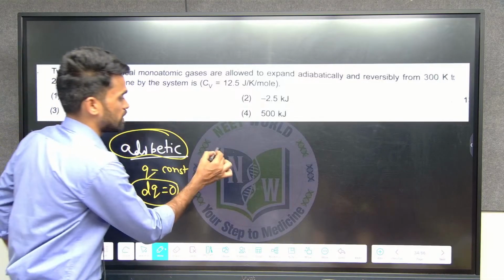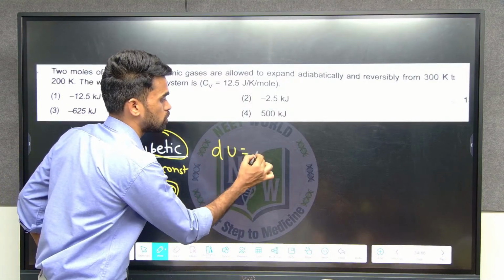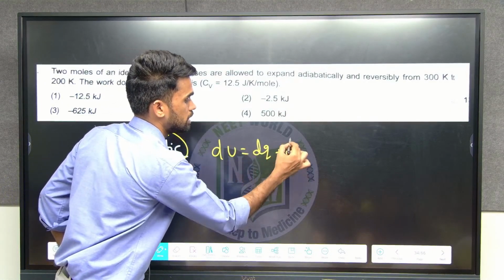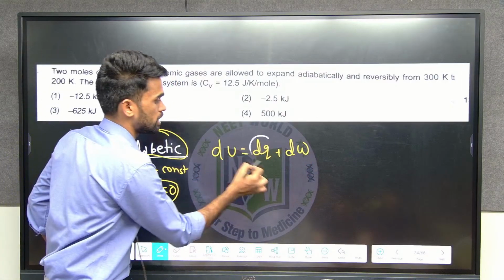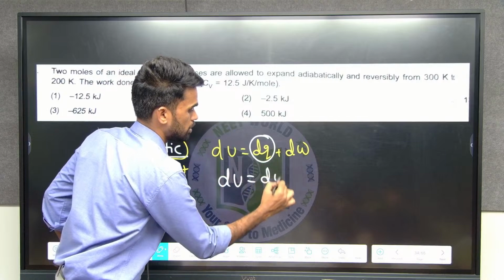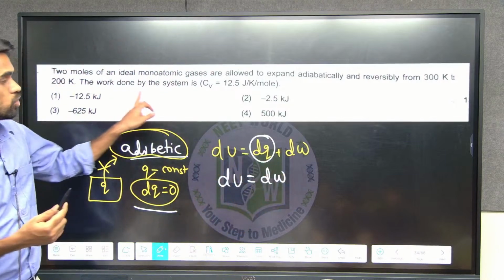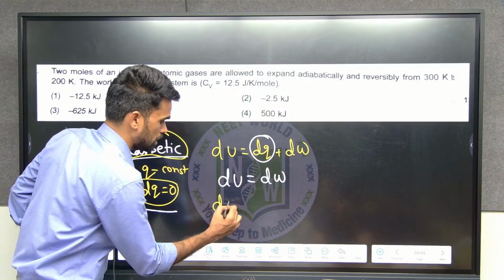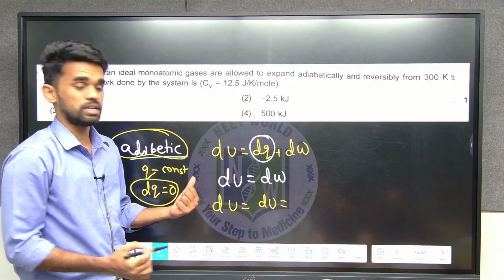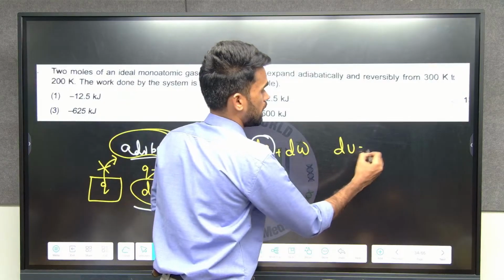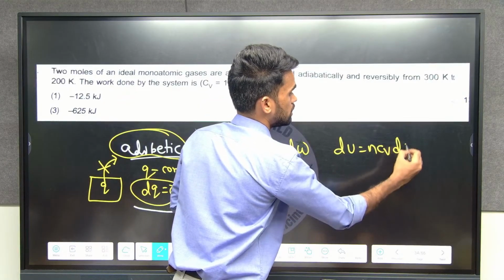So now from the first law of thermodynamics, what can you write? dU equals dQ plus dW. From this, which is 0 here? dQ is 0, then dU equals dW. So now they are asking work done only, so we can write dW equals dU. In the previous slide, what have we written? dU equals n Cv dT.